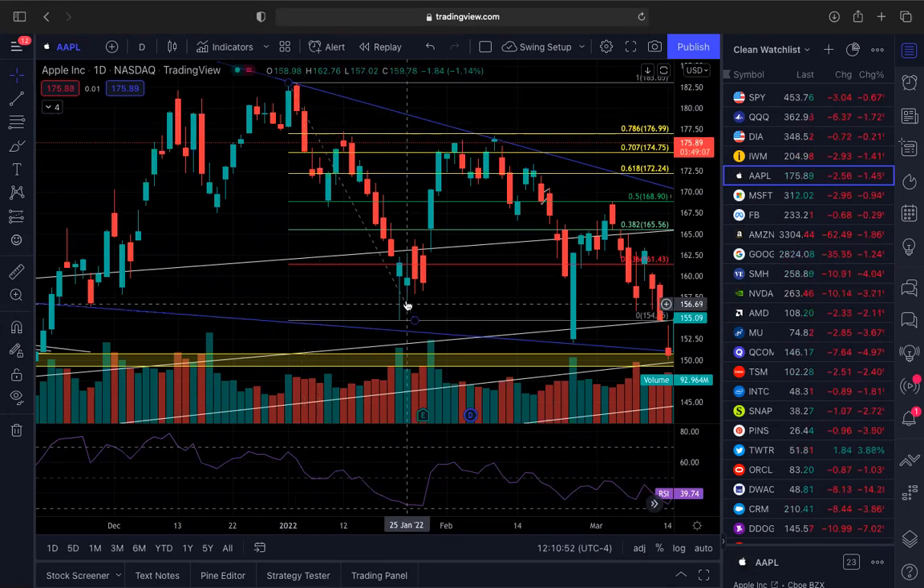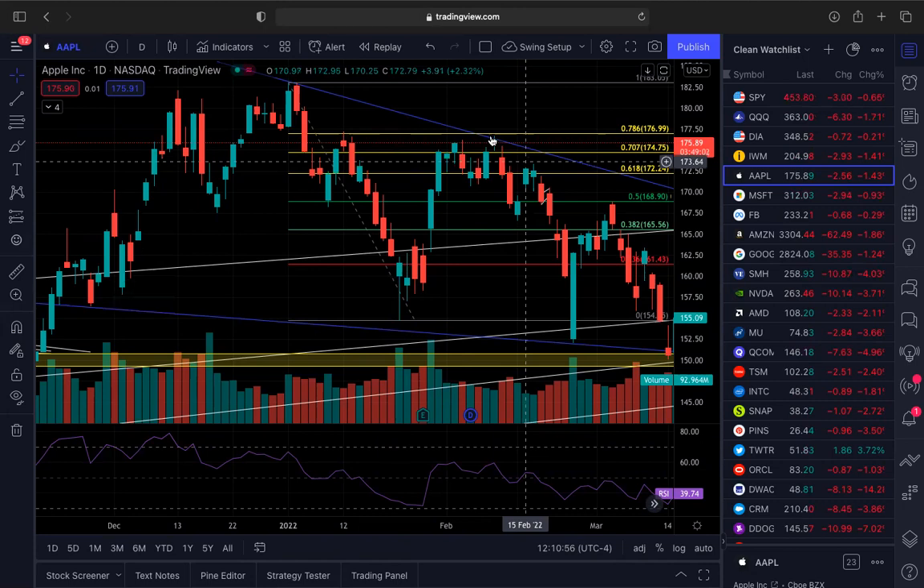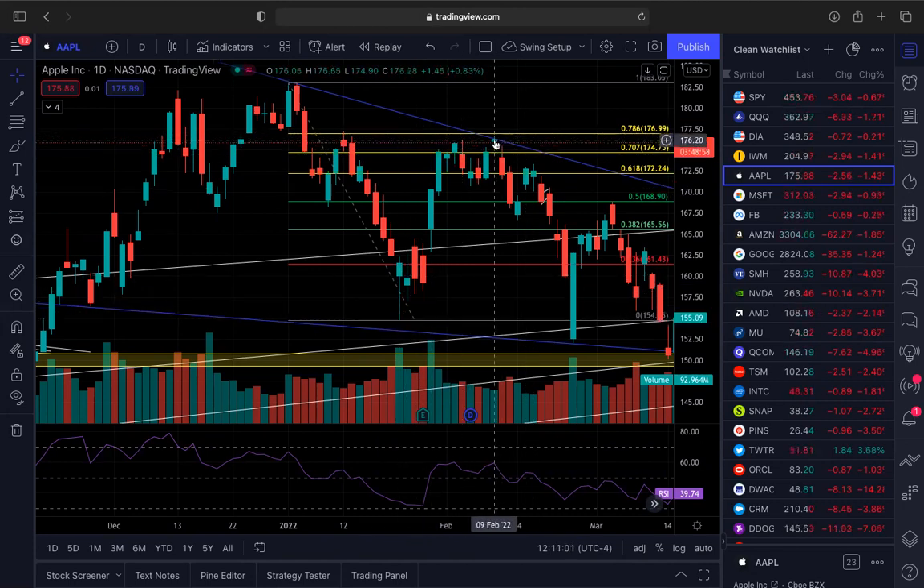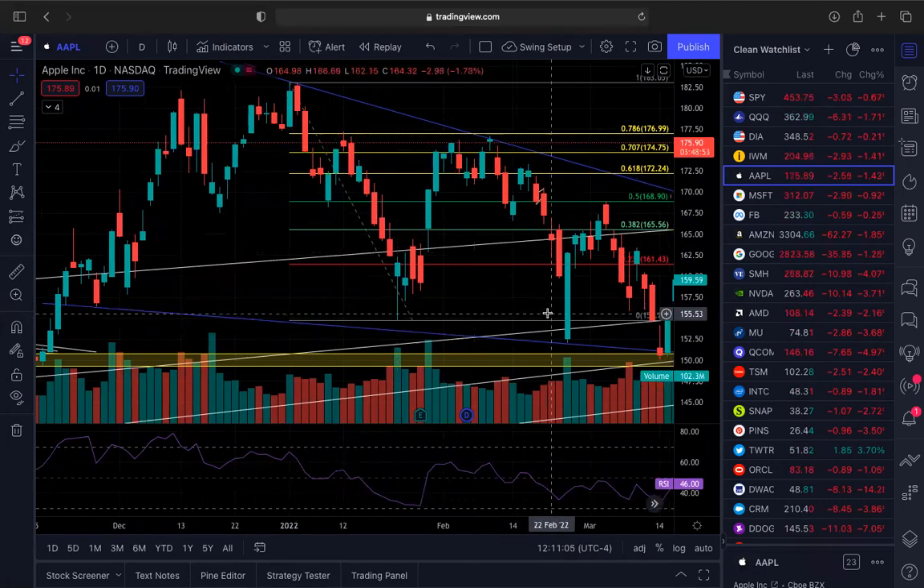Okay, we don't have a long golden pocket yet. We don't have a new swing low to swing high to look for. If anything, we would do it from January 24th to February 9th. But what's the trend in the market? The market is in a downtrend.